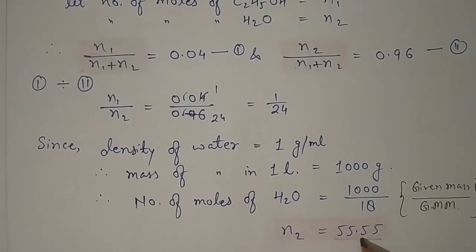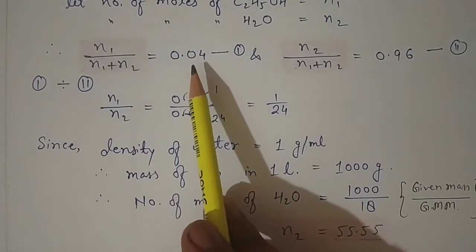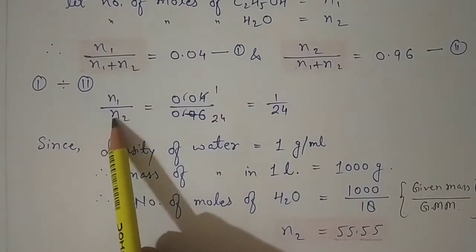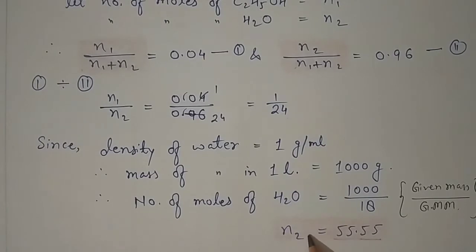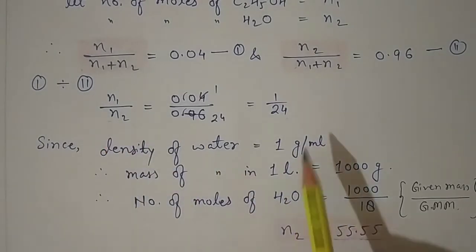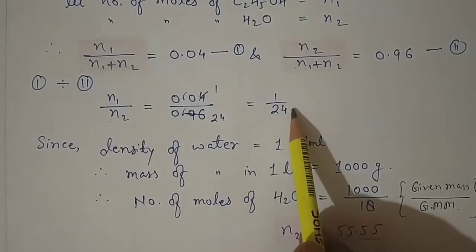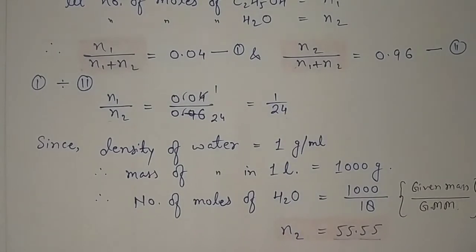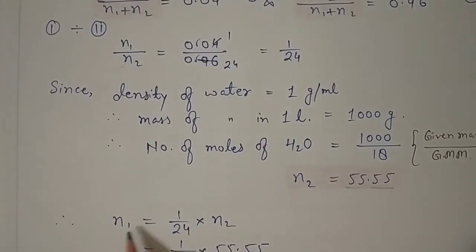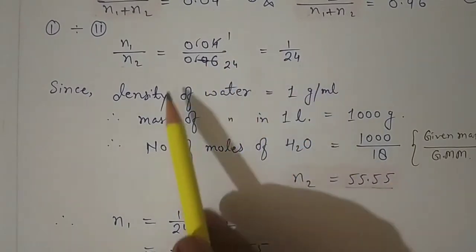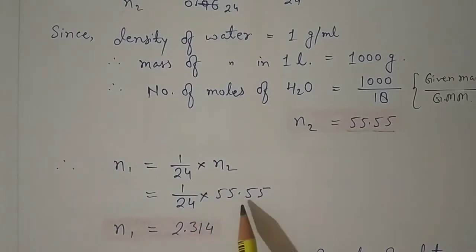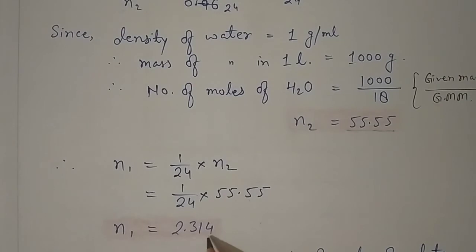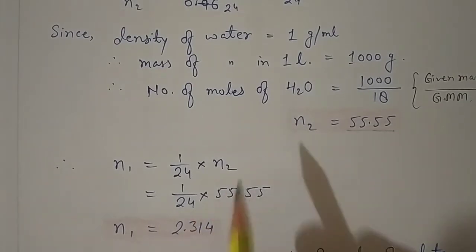Let's put this value in the above equation, equation number 1. When you solve the equation, N1 by N2 is equal to 1 by 24. So we put the value of N2 here and we will get N1 is equal to 1 by 24 into N2, which goes in the multiplication. So the formula is N1 is equal to 1 upon 24, N2 in multiplication. We get 1 by 24 into 55.55, and the answer is 2.314. That is the number of moles of ethanol.